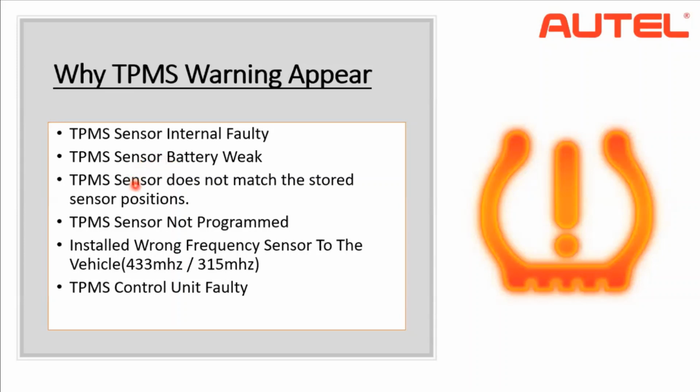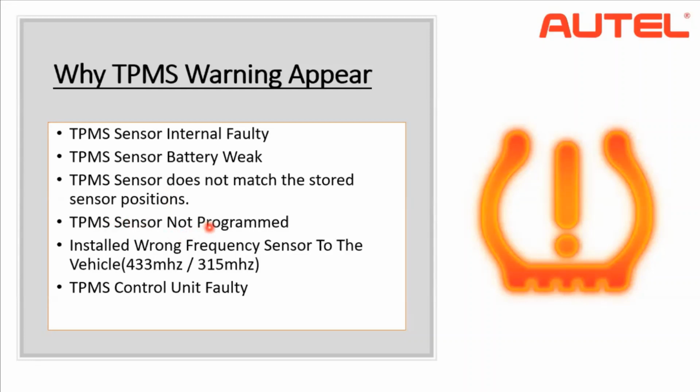And the other reason, the TPMS sensor does not match the stored sensor position. All TPMS sensors come with a unique ID. So we program a code, we give it a name, and that name is stored into the ECU for a particular location. For example, on the front right, we have stored that particular sensor into the ECU. And if that position changes from where it has to be to a different position, then the TPMS warning lamp might come up.